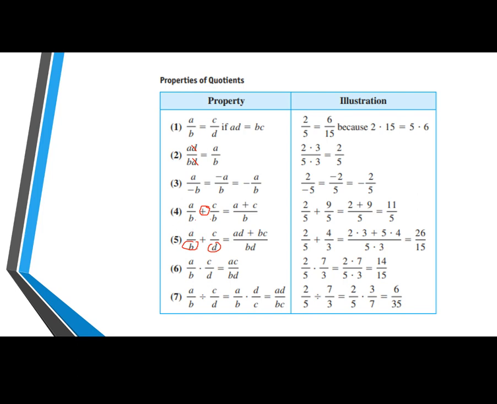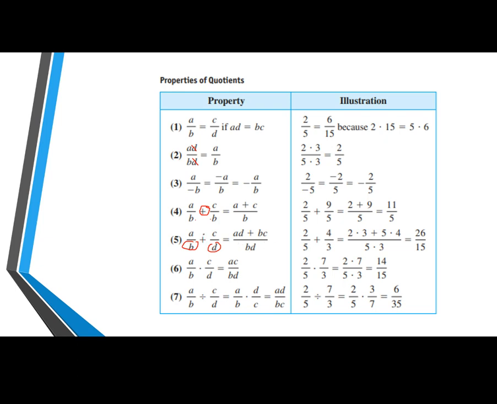The fraction, we divide the product by the denominator, then multiply by the numerator. So this results in: AD... BD divided by B is equal to D, then times A, so AD. Then BD divided by D is equal to B times C, so BC. So AD plus BC over BD.